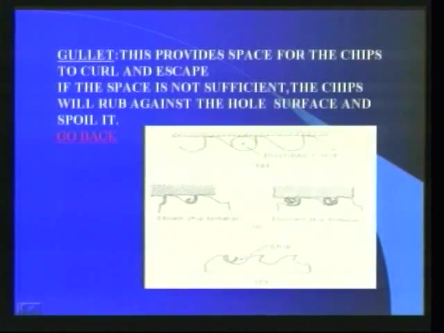Gullet provides space for the chips to curl and escape. This is the gullet. If the space is not sufficient, the chips will rub against the hole surface and spoil it. This is the correct chip formation. This is incorrect chip formation, where the design of the gullet is not correct.